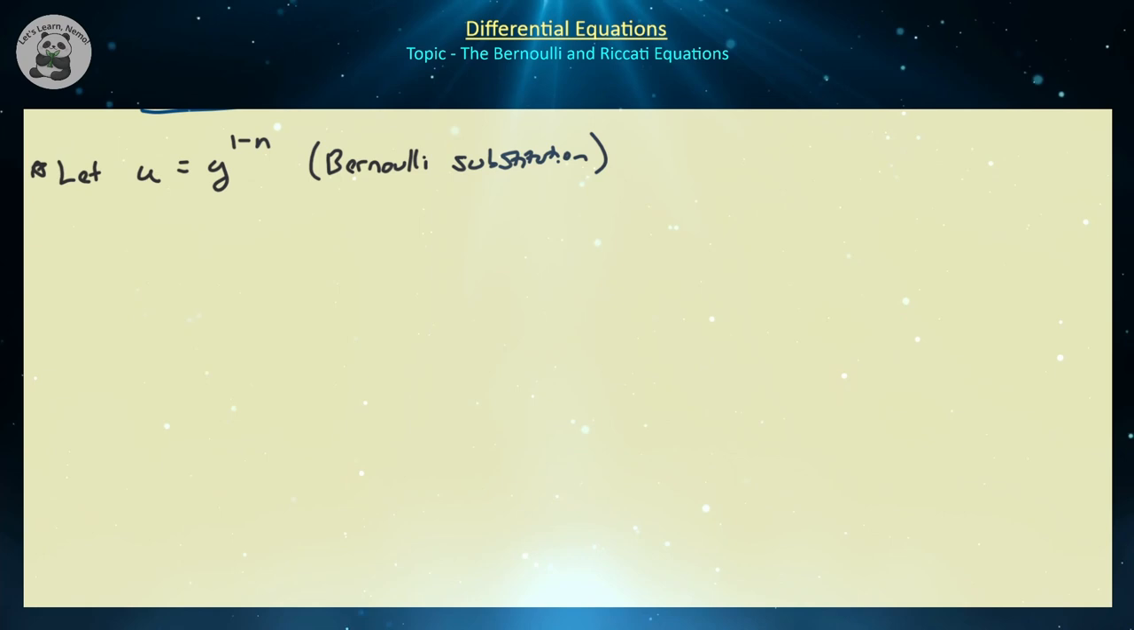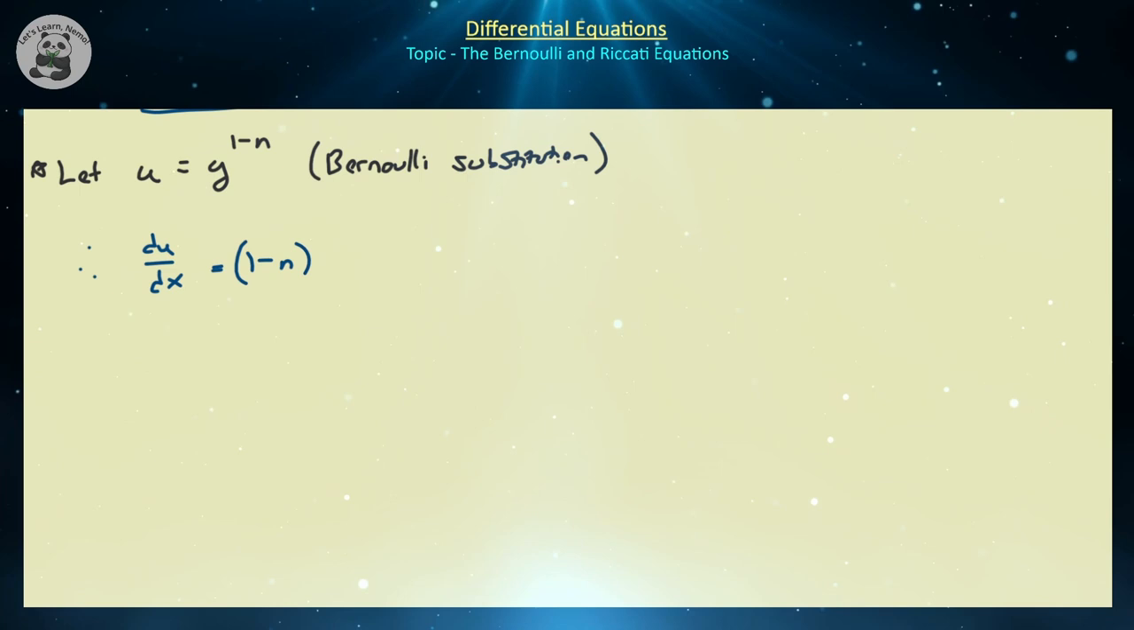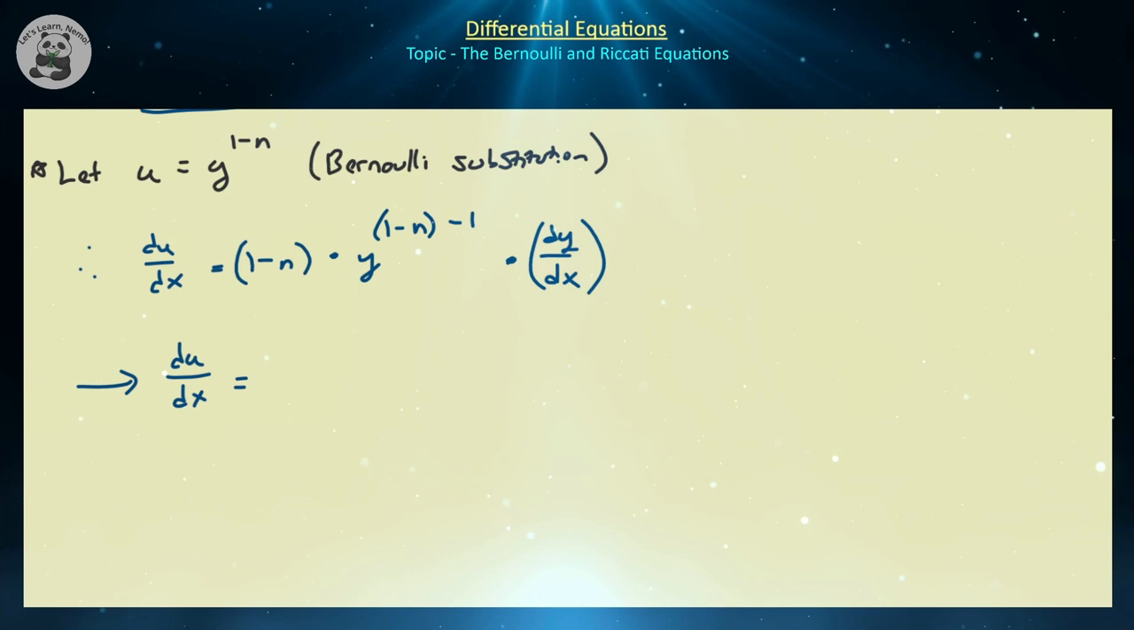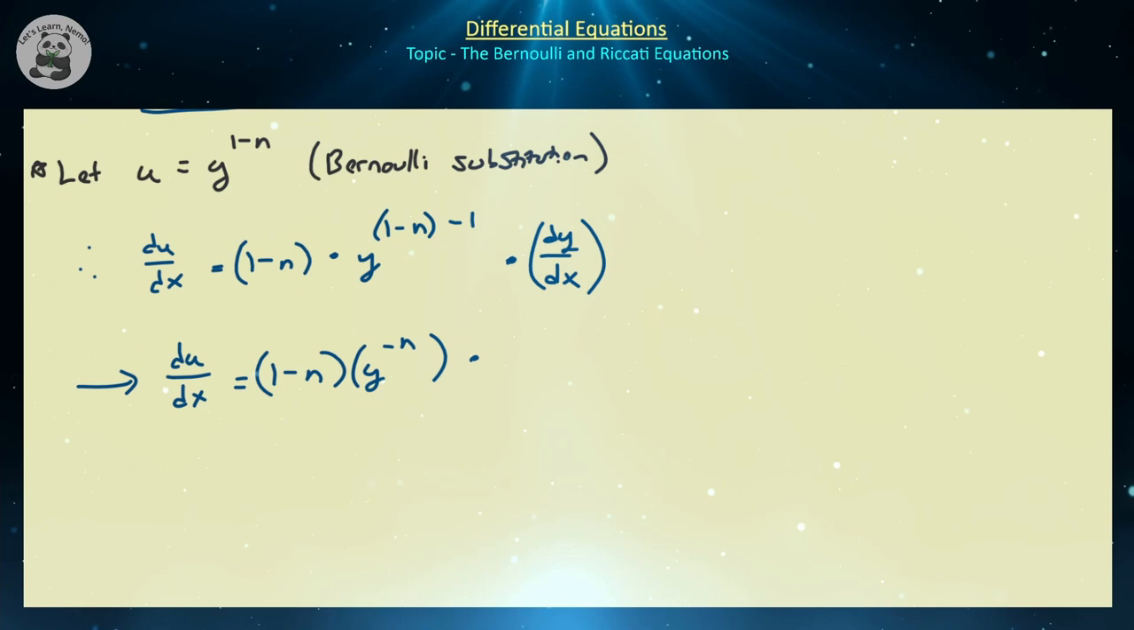So if u is equal to y to the 1 minus n, we need a different representation for dy over dx, right? If we take the derivative of u with respect to x, via the chain rule, we're going to have 1 minus n times y to the power of 1 minus n minus 1 times the derivative of that interior relation with respect to x. So 1 minus n minus 1 is just going to be equal to minus n. So we're just going to be left with du dx is equal to 1 minus n times y to the minus n times dy over dx.